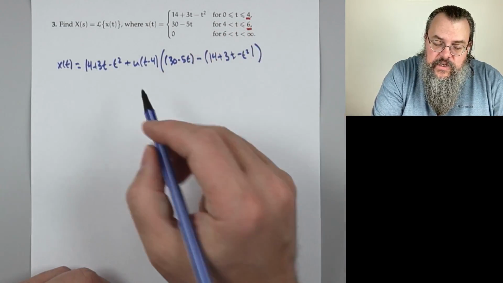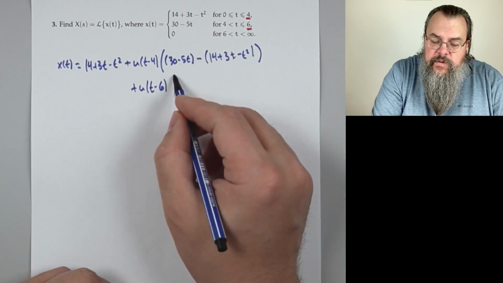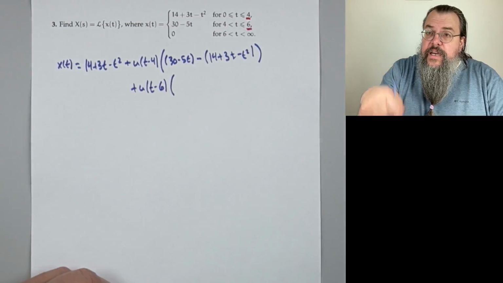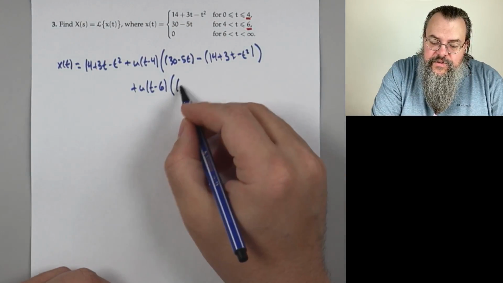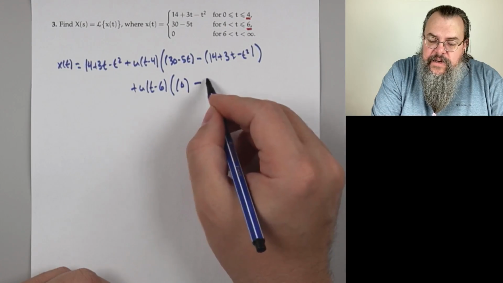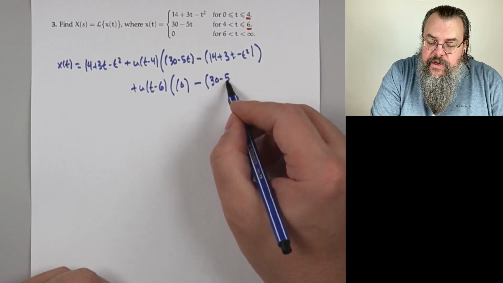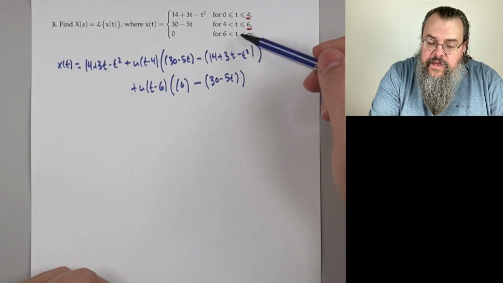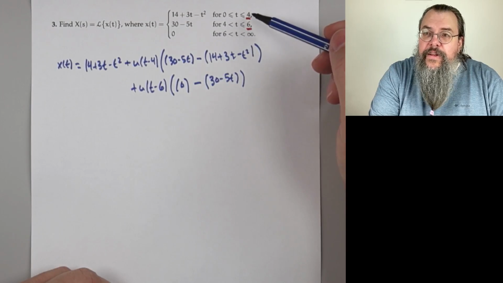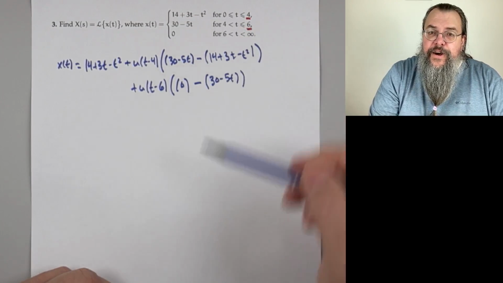We have a second change, so plus, because we couldn't quite fit it in, u of t minus 6, our second on-off, so we turn on what comes after, which is 0, subtract, turn off what came before, 30 minus 5t, right? Because it's just before 6. No, it's not like, oh, way before 6. No. See, this part was turned off a long time ago. It's this part which is being turned off now.